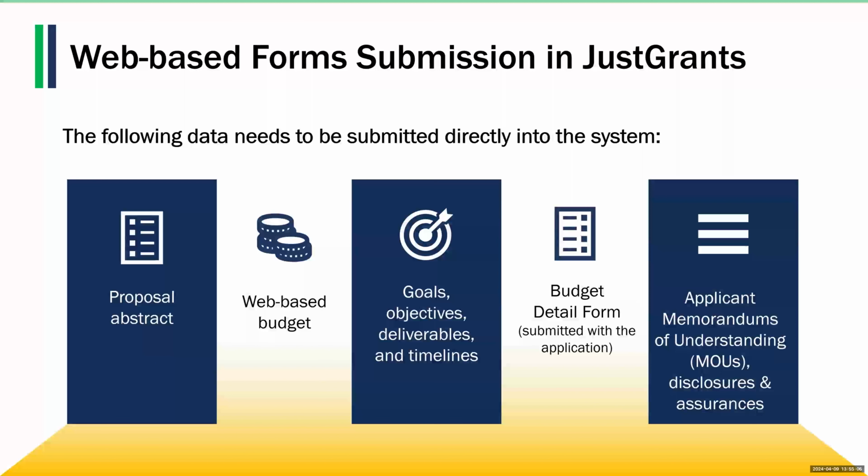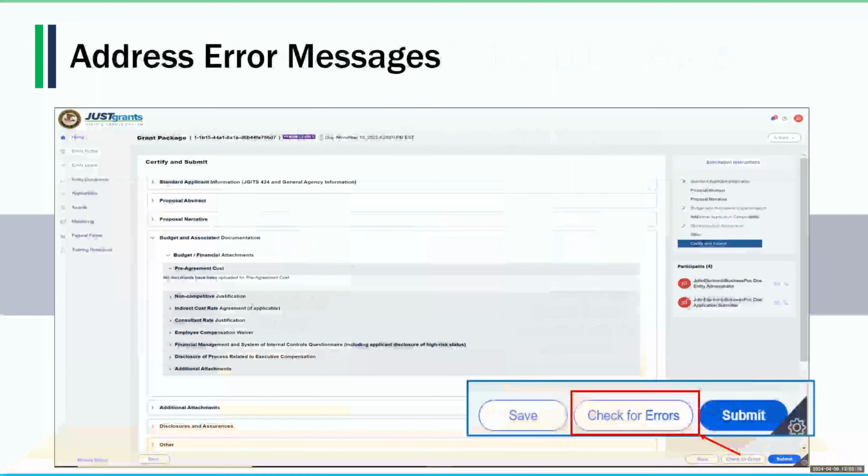So once your application submitters have completed all of these web-based forms and entered all of the information into the application, and they check for errors, then you'll be ready to submit the application. But keep in mind, there is a deadline for Just Grants, so you want to make sure you're doing this in time. Now, just prior to submitting your application, we've included an option for you to check for errors. All errors in your application must be addressed prior to submitting your application. So once you hit that submit button, Just Grants is going to submit your application.